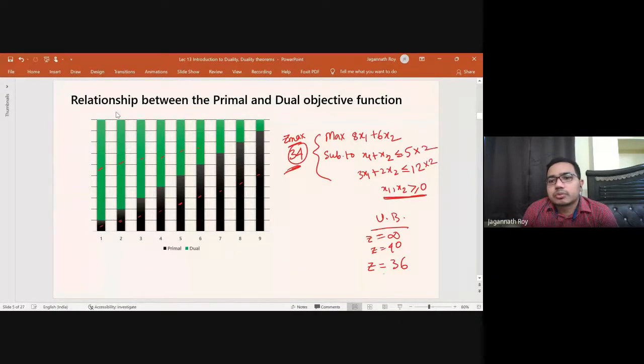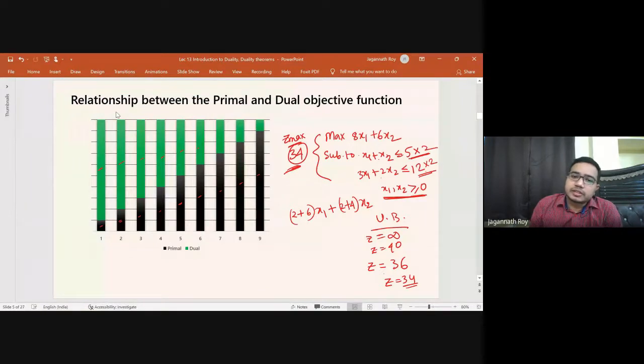2 and 2. So this will become 2x1 plus 2 into 6, so 2 plus 6 into x1 plus here 2 plus 4 x2. And the right hand side will be 5 into 2, 10, 12 into 2, that is 24. So 10 plus 24, 34. So we are actually able to find out that 34 is an upper bound.